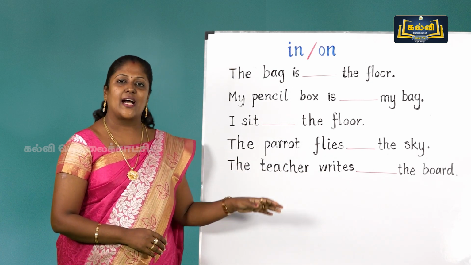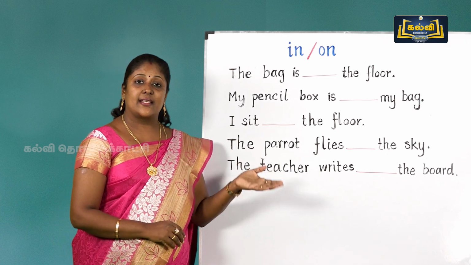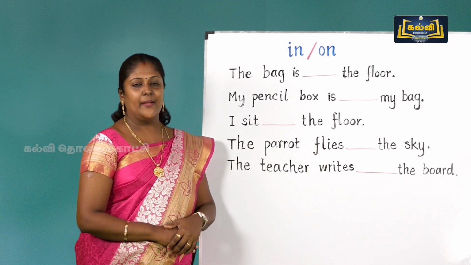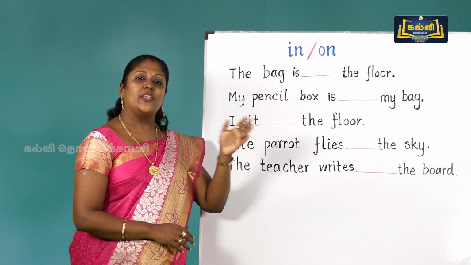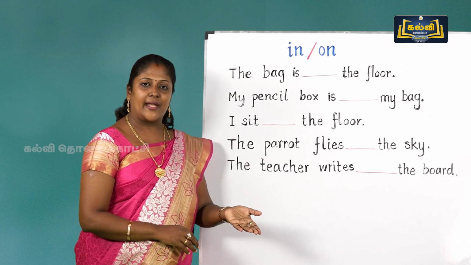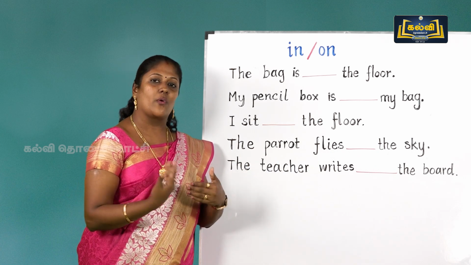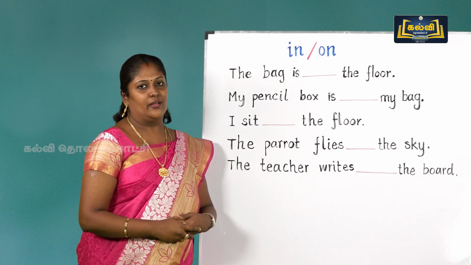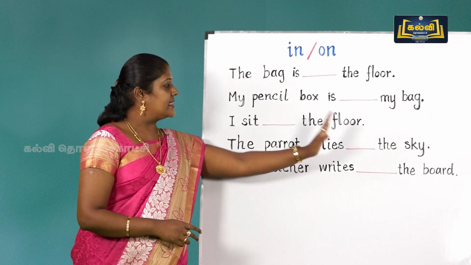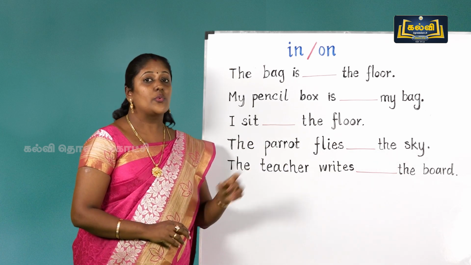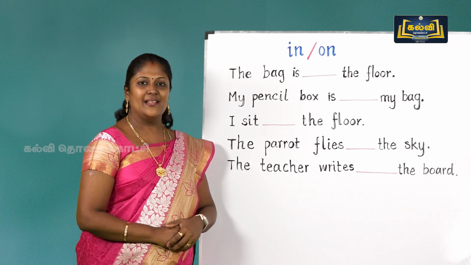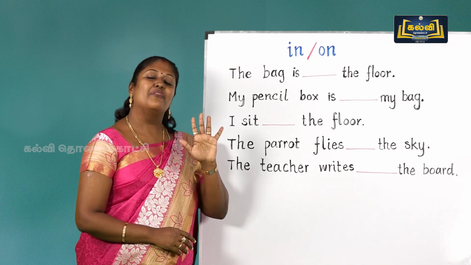Okay, so these are the answers for you. Don't tell the students the answers first. Ask them to write it and you can correct it. If they have written it wrongly, correct it and reinforce the concept of where in should come and where on should come. Okay, so ask them to write the sentences in their notebooks with the answer. Okay, so this is the end of activity 5.